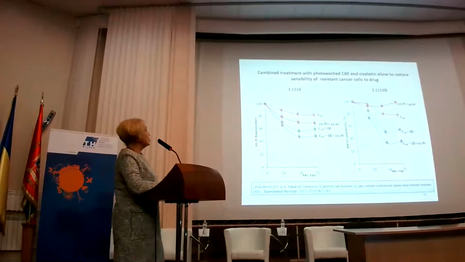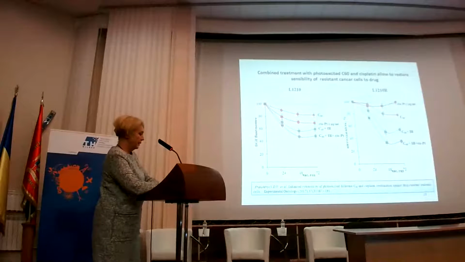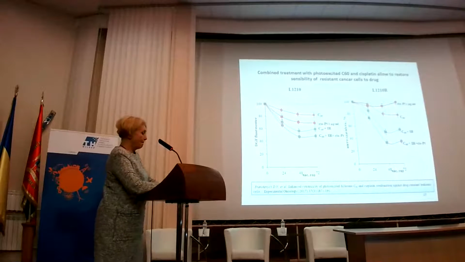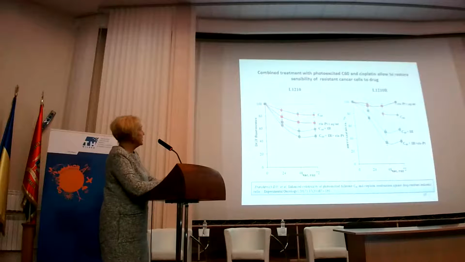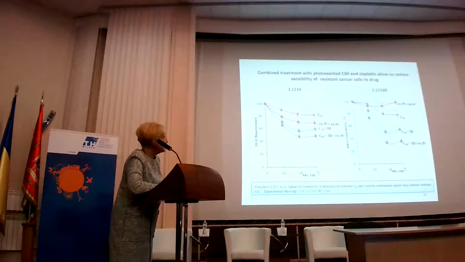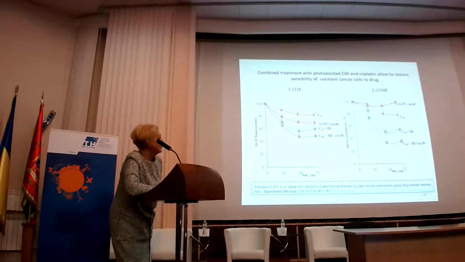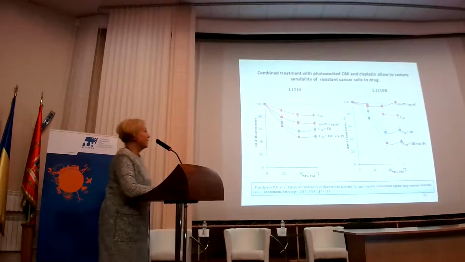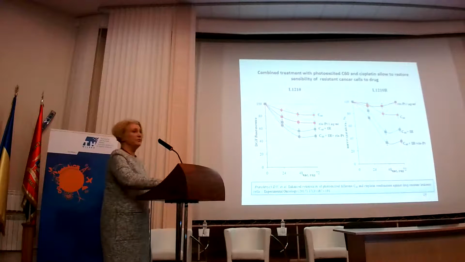So, what are the results of combined treatment with photoexcited C60 and this blood? We were glad to see that photoexcitation of fullerene has a toxic effect on resistant plasma cells. And I will say once again that there is no resistance to this process of photoexcitation, to PDT.